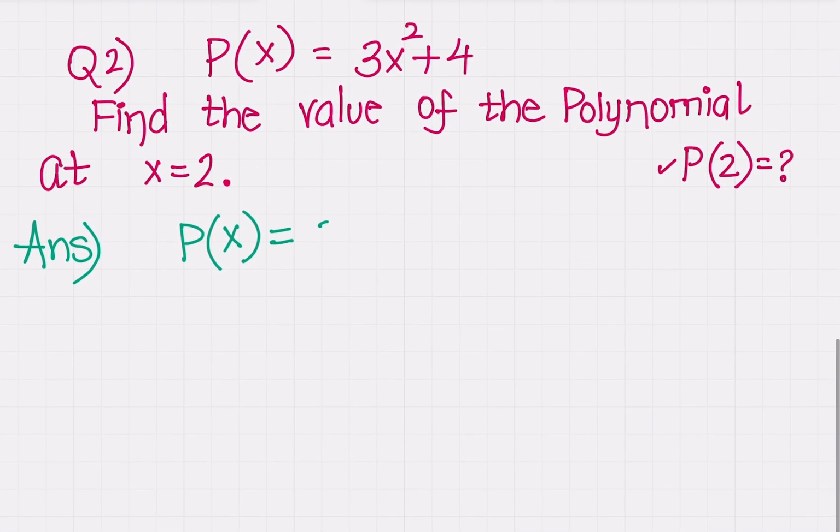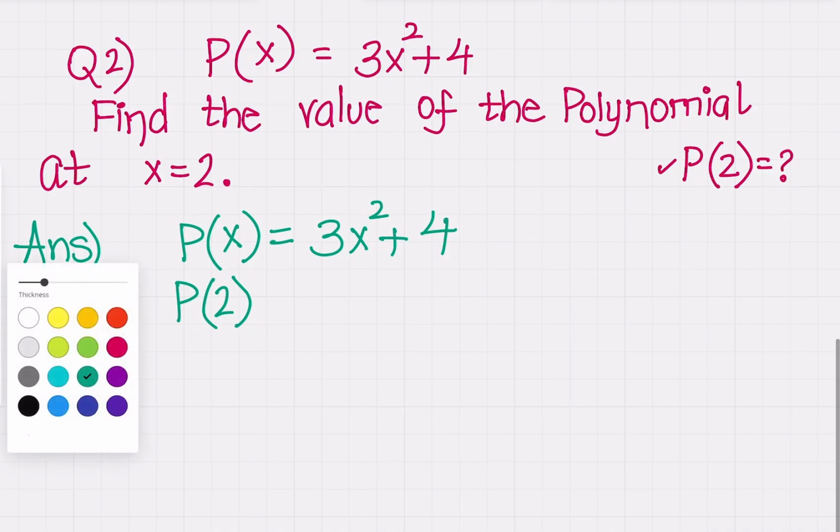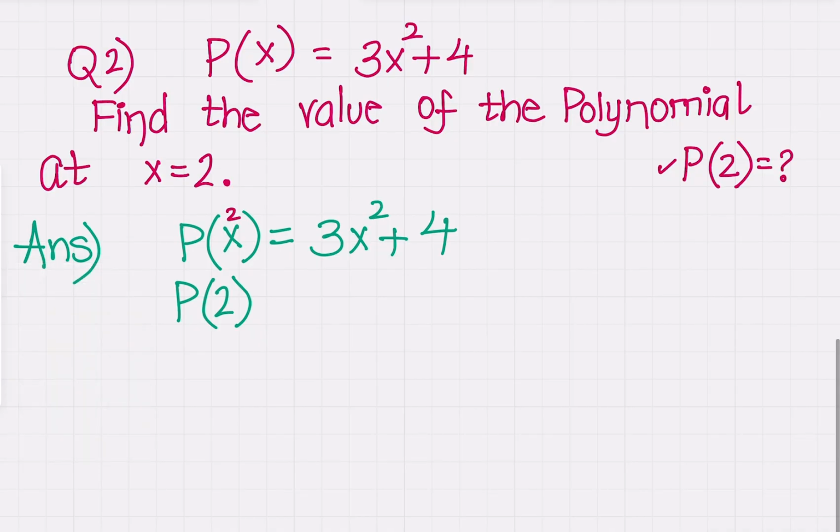So let's see how it will look. P of x equals 3x squared plus 4. And now they are telling me to find the value of P of 2. That means my new x value becomes 2. So wherever I have x, I will put 2. So here also I'll have 2, and here I have 2 squared. I need to bring parentheses into the picture because I'm squaring the 2 here. The parentheses will help me follow the right procedure, which is PEMDAS.